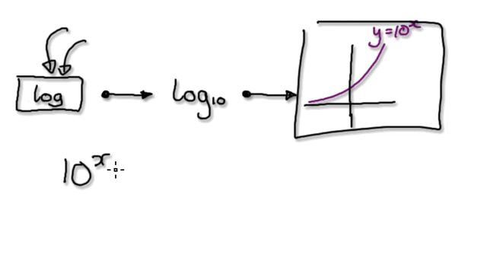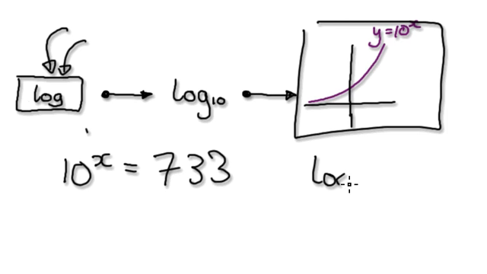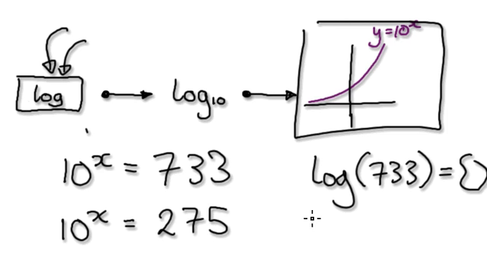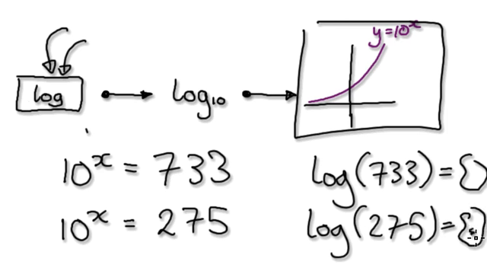So you can solve something like this: 10 to the power of what equals, I don't know, 733. Then you can just use the log button. You would push the log button and then punch in 733 here and then press equal. That will give you your answer. Or if you have 10 to the power of what equals, I don't know, 275, say, then you can just punch in log 275 here, and this here would be your answer. This log button is only good when you have 10 to the power of x.